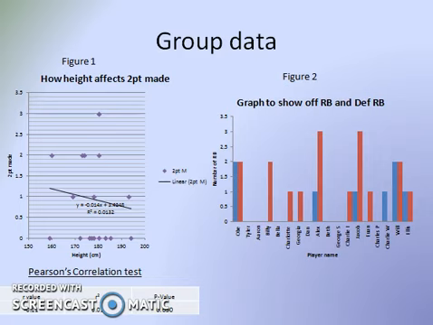Figure 1 shows how height affects 2 pointers made. From this graph, I can see that there is a negative correlation as the R value is a minus. This is shown for the straight line.